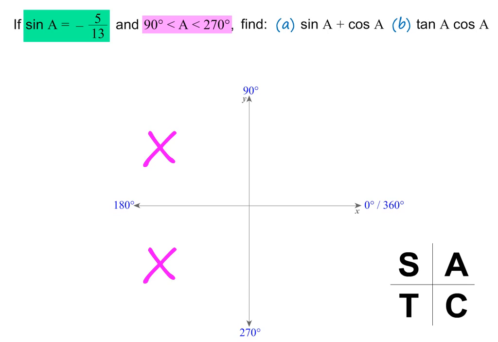Let's quickly draw a cast diagram to help us here. The diagram reminds us that sine is positive in quadrants 1 and 2. This means that sine is negative in quadrants 3 and 4, which I again indicate by using crosses. Angle A therefore lies in the third quadrant, because this is the quadrant that satisfies both conditions. This is clearly indicated by the two crosses.